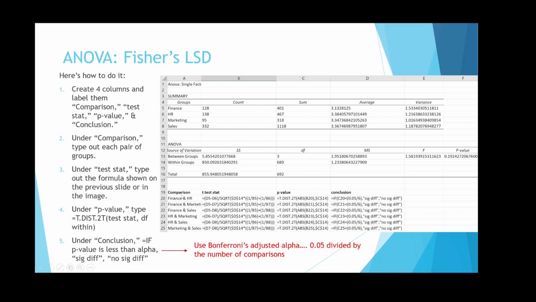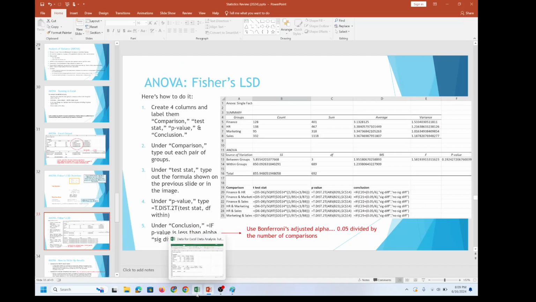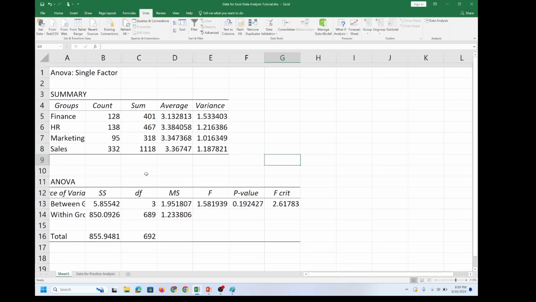This is how I like to set this up. Underneath the ANOVA output, I add 4 columns: a comparison column, a t-test stat column, a p-value column, and a conclusion column. Then under the comparison column, I list out every possible pair. Okay? So let's go ahead and pull up Excel, and I'm going to show you this.